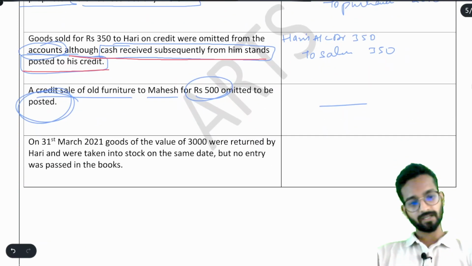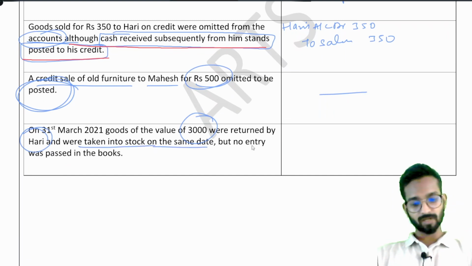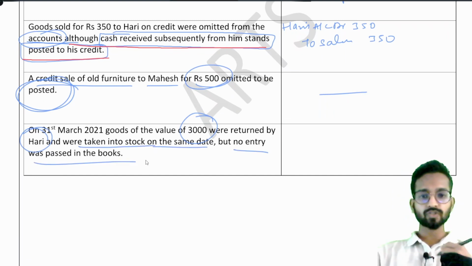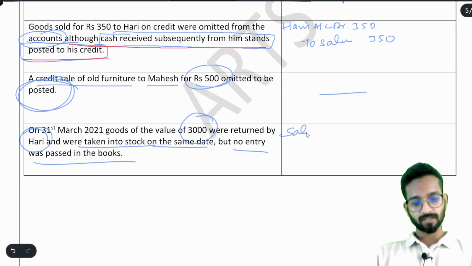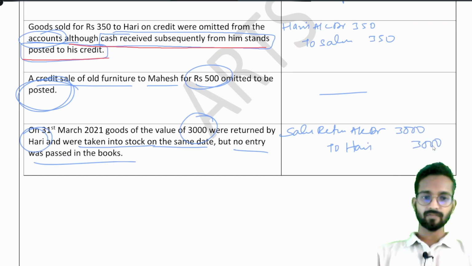Now the last journal entry for the chapter. On 31st March 2021, goods of the value of rupees 3000 were returned by Hari, okay, and were taken into stock on the same date, but no entry has been passed. It means what? We sold goods to Hari, now he is returning the goods. So I will write here sales return account debit to Hari 3000, 3000. Simple enough. This is our rectification of errors. Now after watching both the videos, if you still have any doubts, you can comment. Thank you so much.